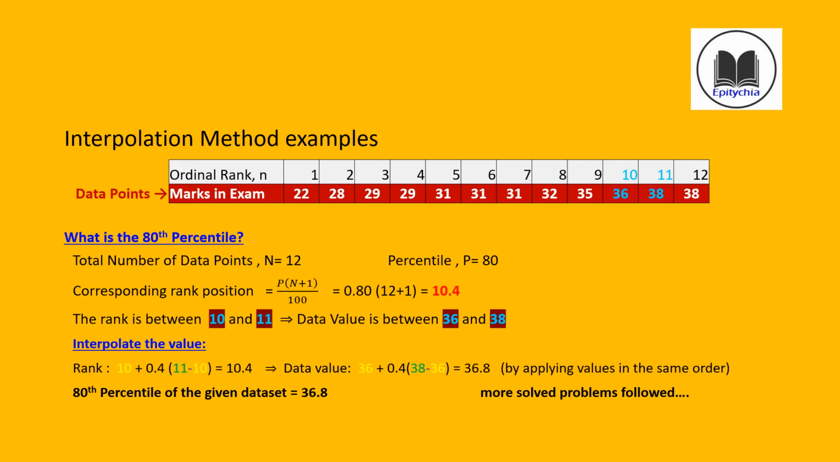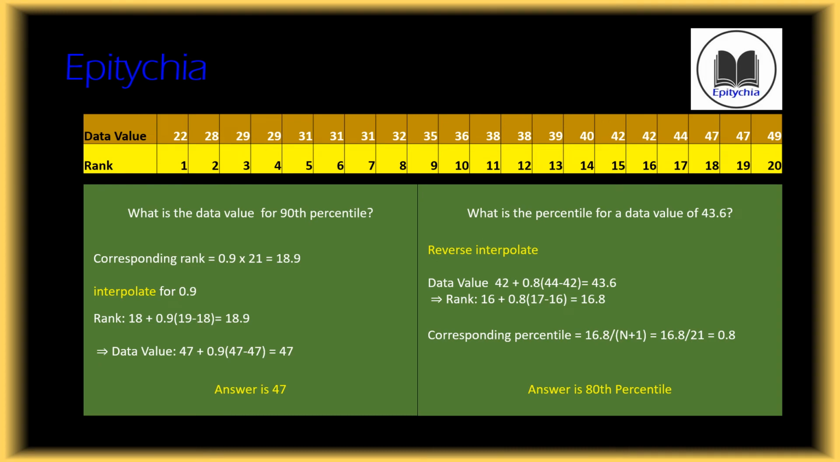Some more examples are following. In this example, the total number of data points is equal to 20. That means n equals 20. What is the 90th percentile? That is the question. First calculate the rank: 0.9 into 21, which is n plus 1. That gives 18.9.